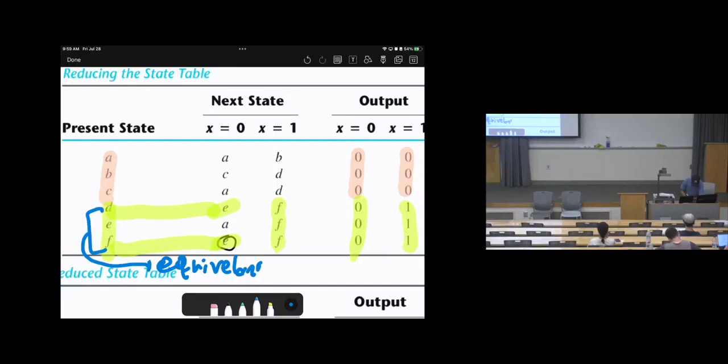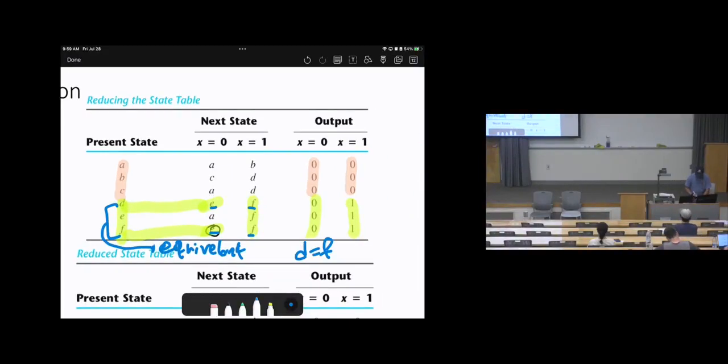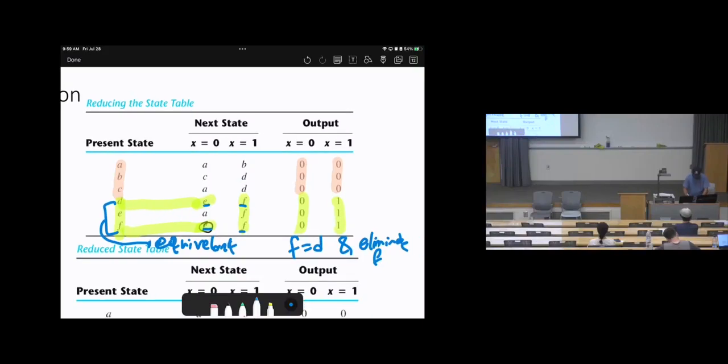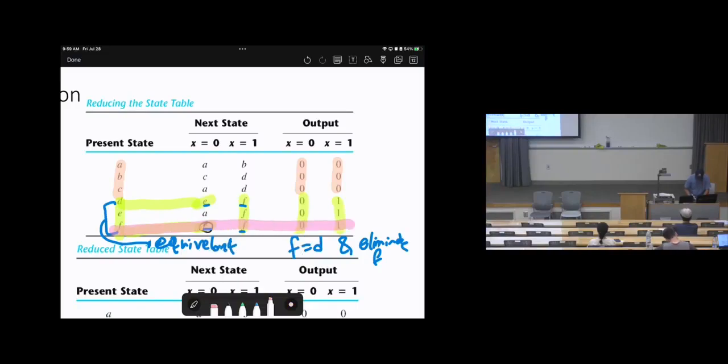Does this make sense? Because they have the same E, F, E, F. Then here 0, 1, 0, 1, right? Then they are equivalent. So what do we need to do? Let's assume D equals F and eliminate F. Or actually, let me make it F equals D and eliminate F. So we will just eliminate this row. And whenever we see F, we will replace it by D.